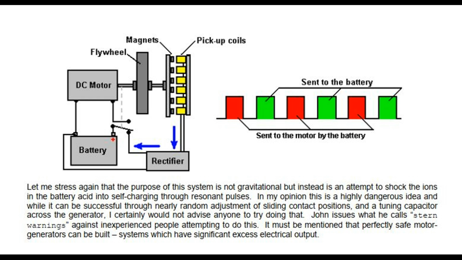In my opinion, this is a highly dangerous idea, and while it can be successful through nearly random adjustment of sliding contact positions, and a tuning capacitor across the generator, I certainly would not advise anyone to try doing that. John issues what he calls stern warnings against inexperienced people attempting to do this. It must be mentioned that perfectly safe motor generators can be built, systems which have significant excess electrical output.